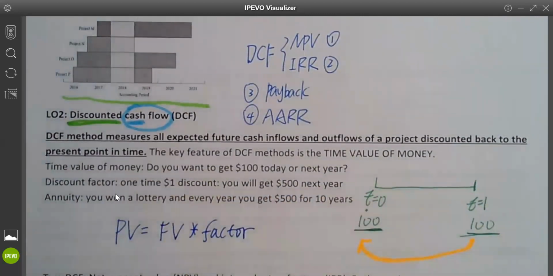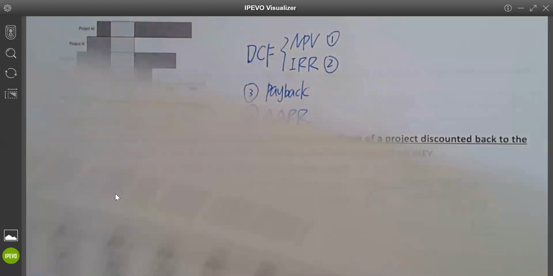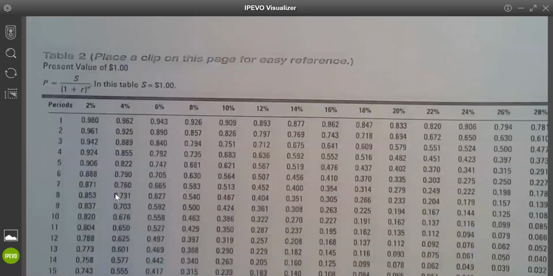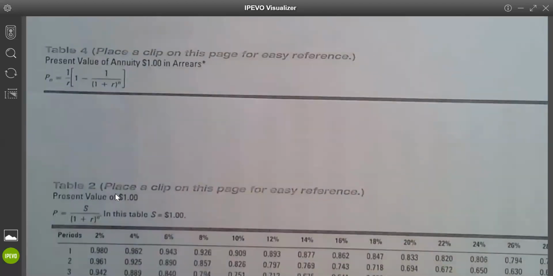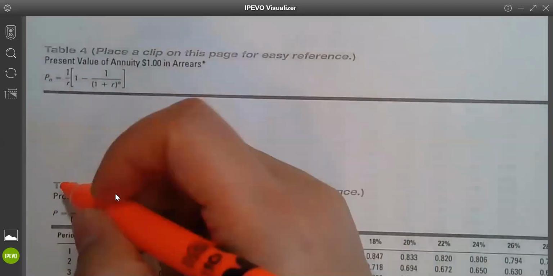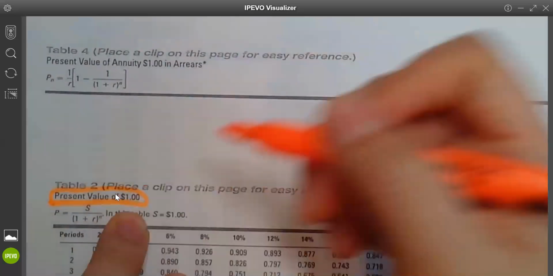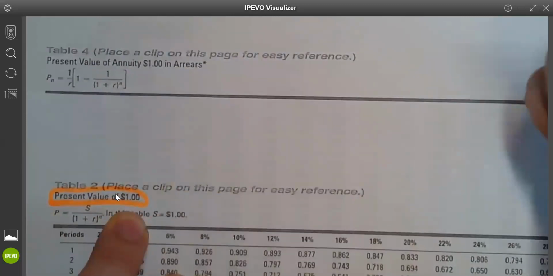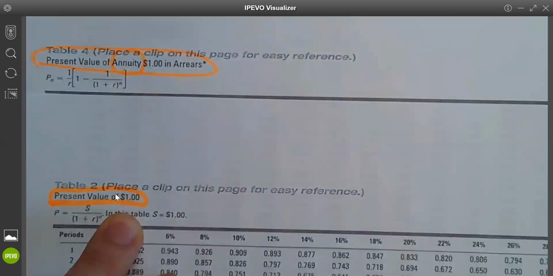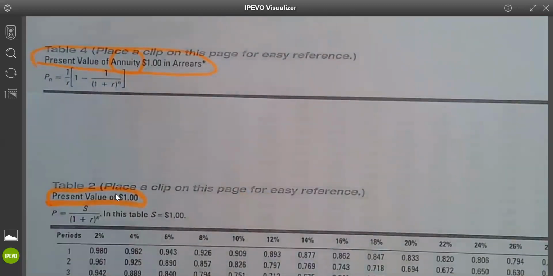You say, what is the discount factor? That's why we said you have two tables. You have table 2 and table 4. What's the difference of these two tables? Table 2, we call it a present value of $1. Table 4, we call it a present value of annuity $1.